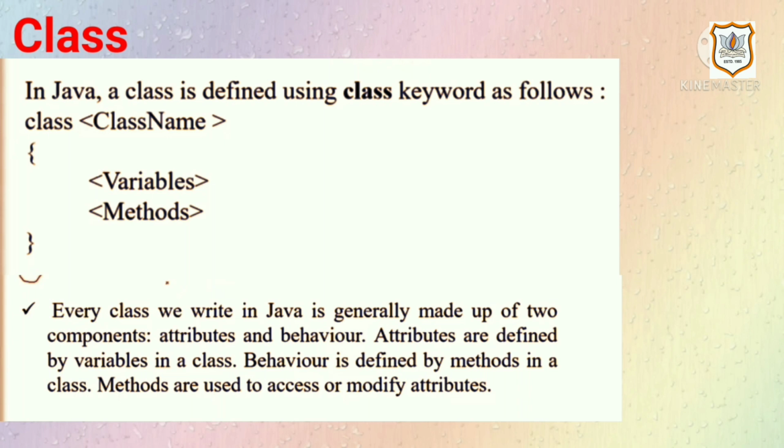In Java, a class is defined using the class keyword, as class <class name>, opening curly braces, variables, methods, closing curly braces. Every class we write in Java is generally made up of two components, attributes and behavior. Attributes are defined by variables in a class. Behavior is defined by methods in a class. Methods are used to access or modify attributes.